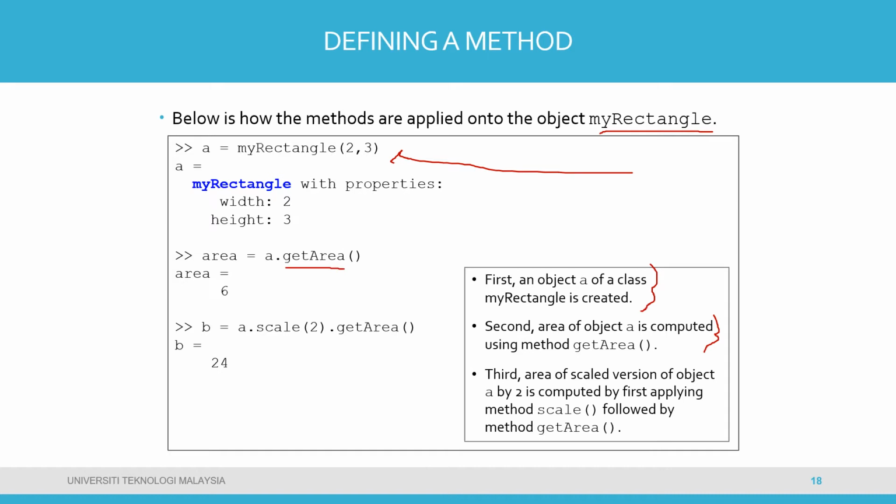You get the answer. And if you want to get the third, the scaled version of A by 2 scale, compute is this one. So you want to get area, the scale here. You will get the answer. Let me show you how to do this.